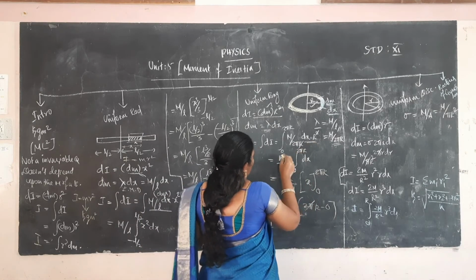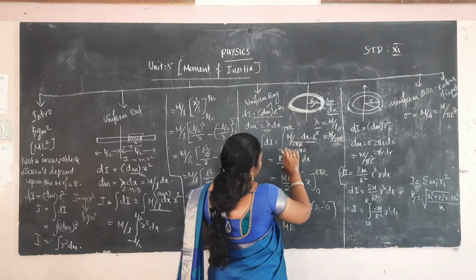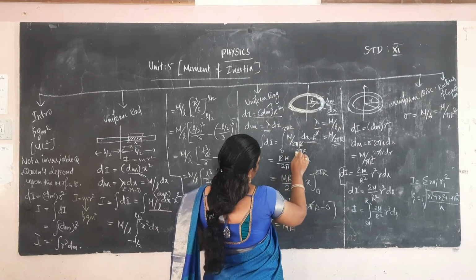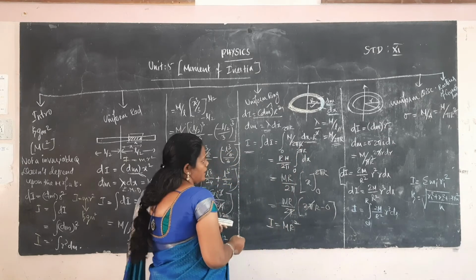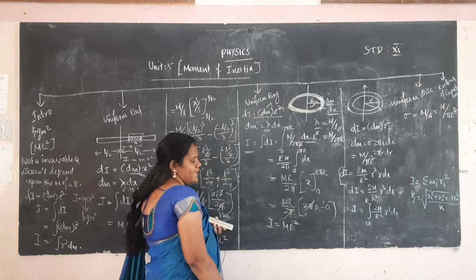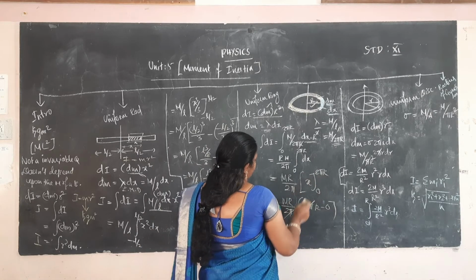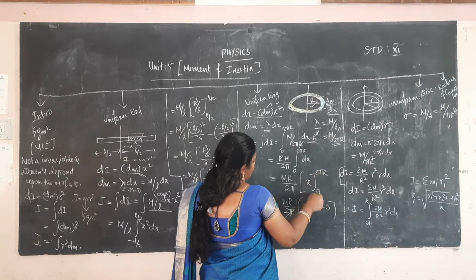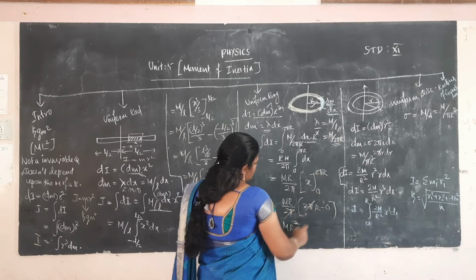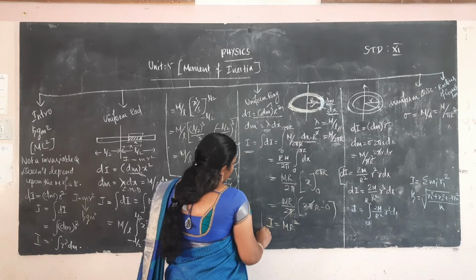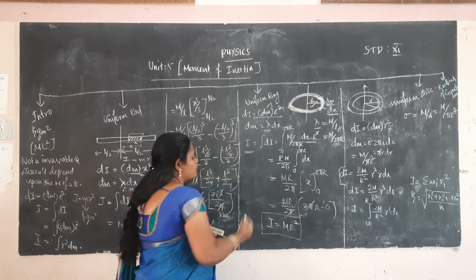So M r by 2 pi integral of 0 to 2 pi r into dx. So M r by 2 pi, and then integral of dx is equal to x. So x from 0 to 2 pi r. So M r by 2 pi, applying the upper limit minus lower limit, 2 pi r minus 0. So 2 pi cancel. So M r square. This is the moment of inertia of a uniform ring.